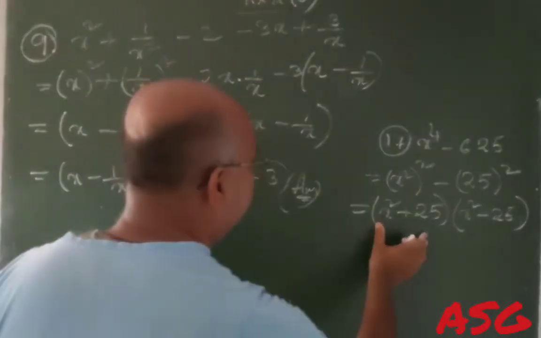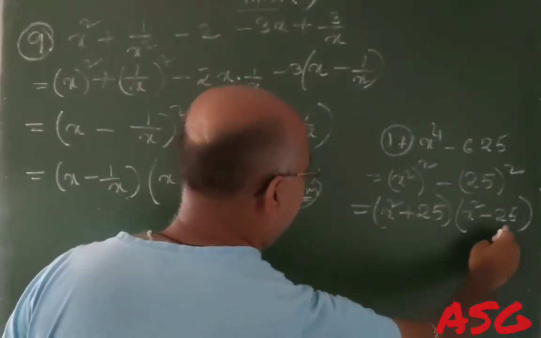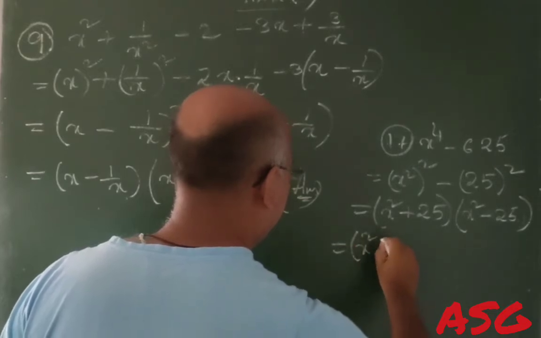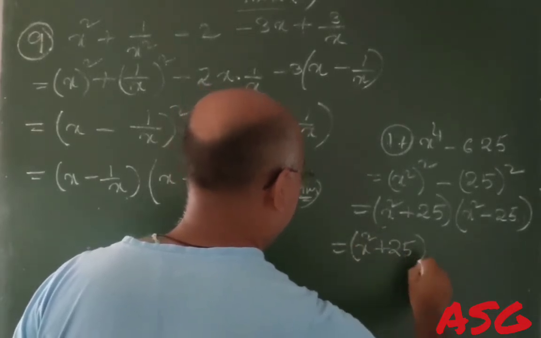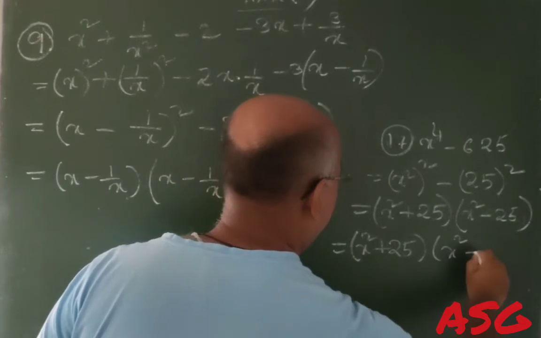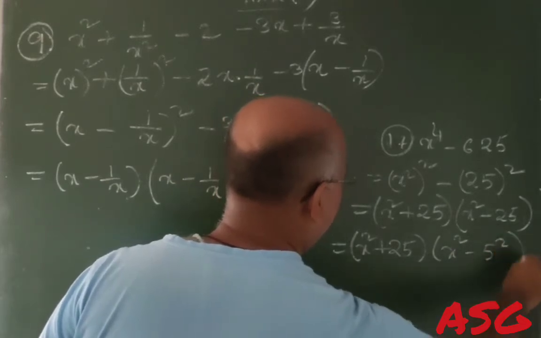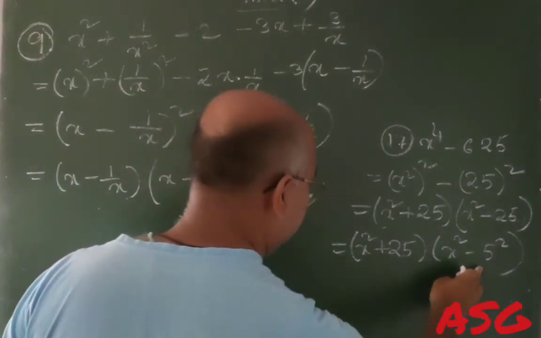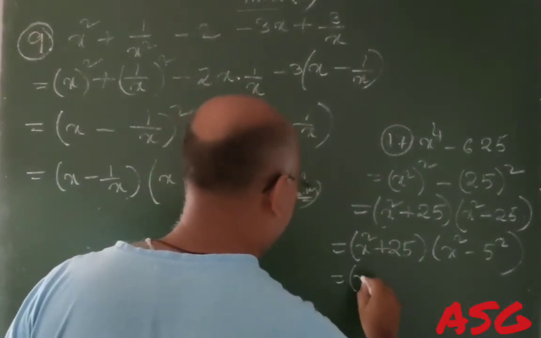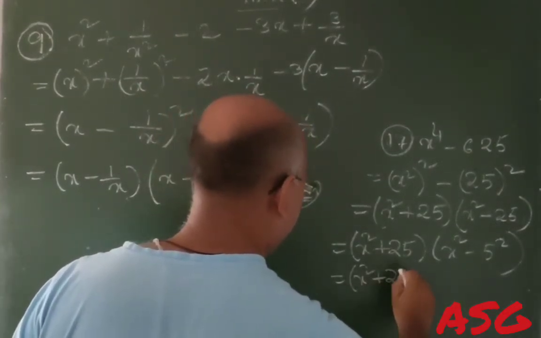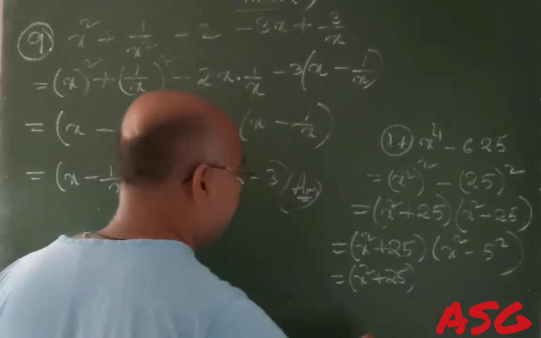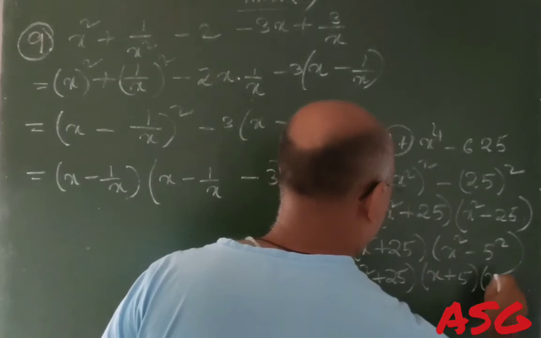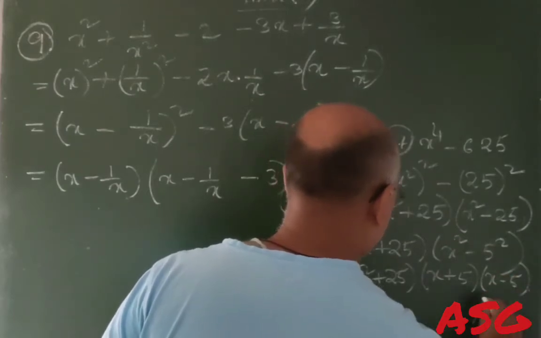Now this x square plus 25 I cannot do anything. X square minus 25 I can write as 5 square. So how can I write? X square plus 25 same as it is, and x square minus 25 I can write as 5 square. Now you see again it is in the form a square minus b square, where a is your x, b is your 5. So what I can write, first part is same, x square plus 25, and second part which is x plus 5 into x minus 5. This is your answer.